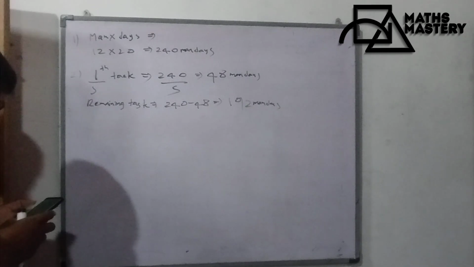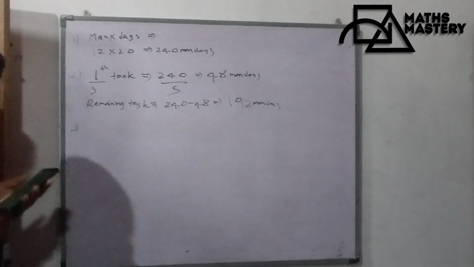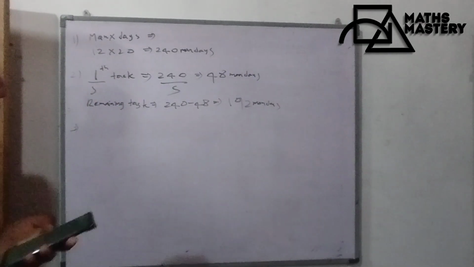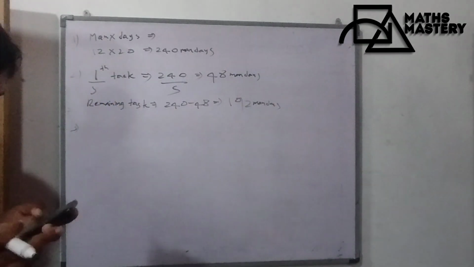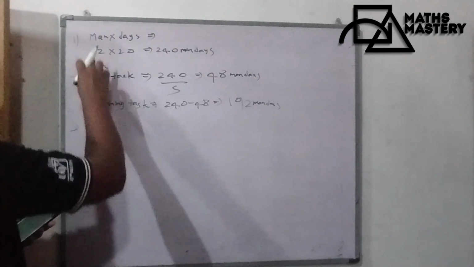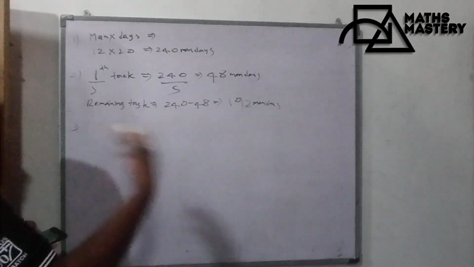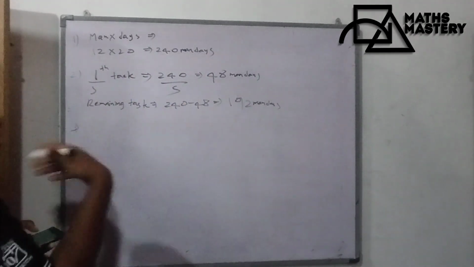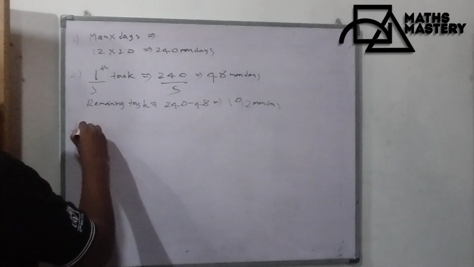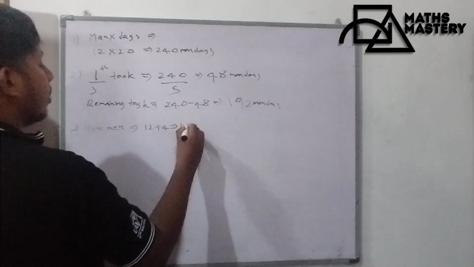How many days will the men take to complete the task? Now see, in the third question they're asking how many days will the men take to complete the task. This is the remaining man days, no? But in the question they are telling another 4 men are assigned. Previously there were 12 men. Now you have added some more people to this site. So 12 plus 4, which is 16. New men is equal to 12 plus 4, which is 16 men.